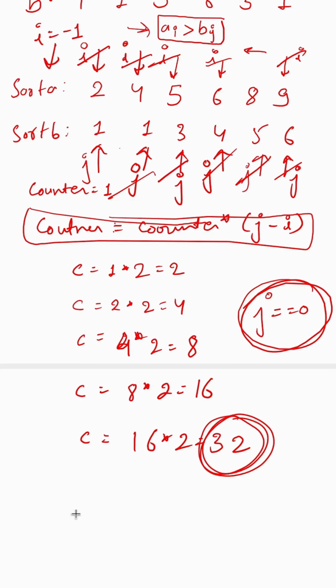So what will be its time complexity? We are moving the counter from right to left at max 2 n times. We are going to iterate the arrays. So time complexity will be big O of n.